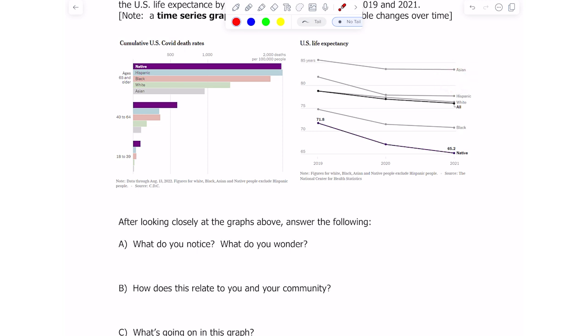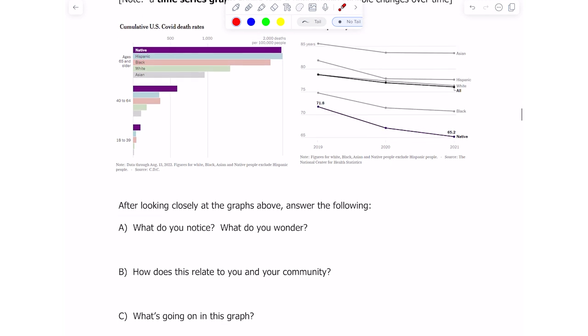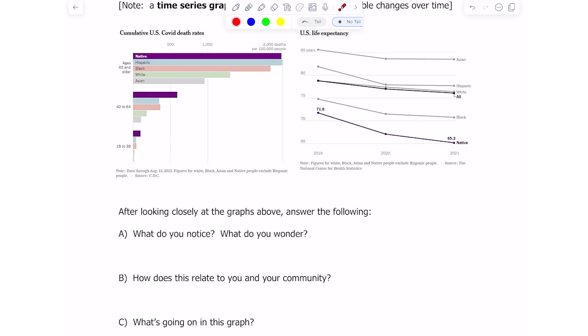How does this relate to you and your community? Maybe you're Native American, or maybe you have friends that are, or you live in a community where there are Native Americans or Hispanic people. This is something that would have affected you, or maybe still does affect you. Maybe you have relatives affected by it.